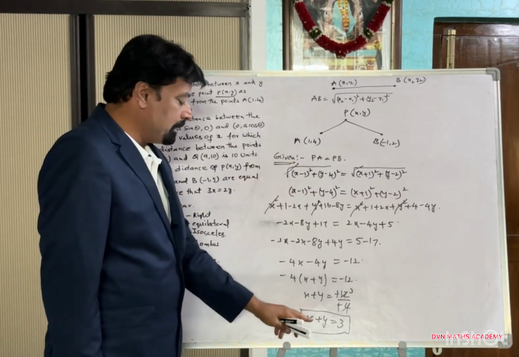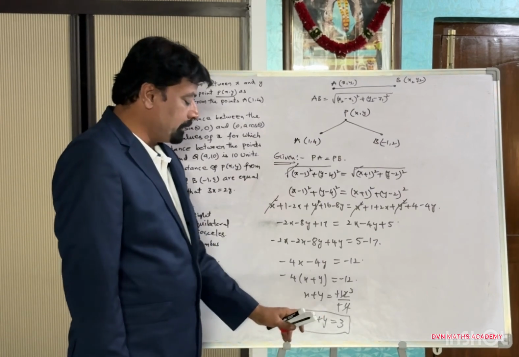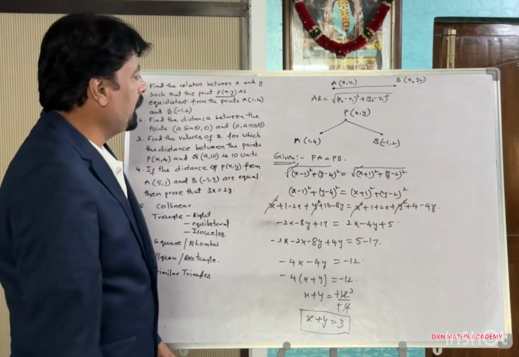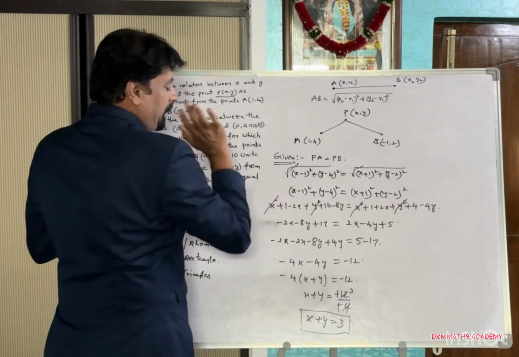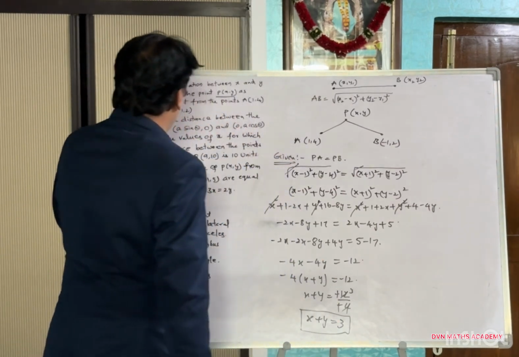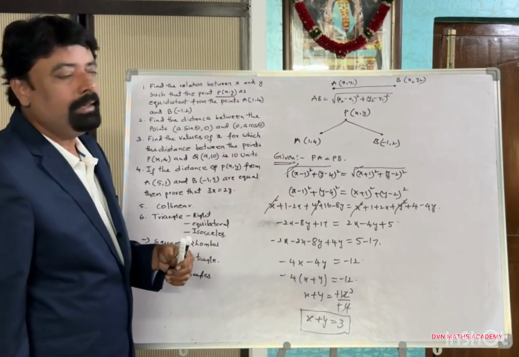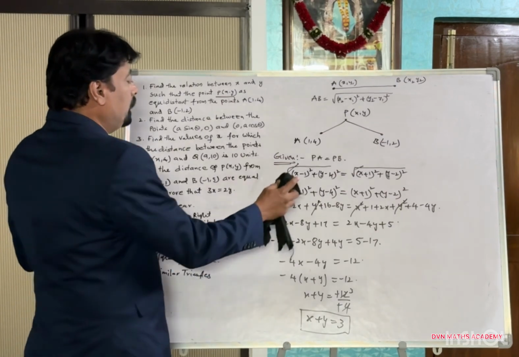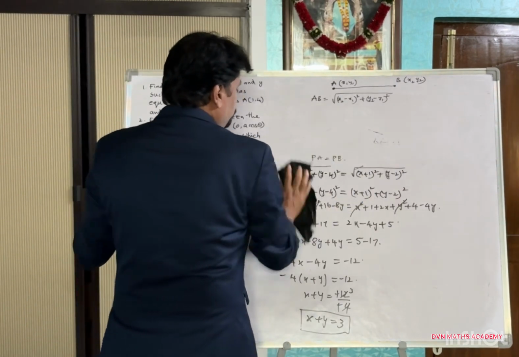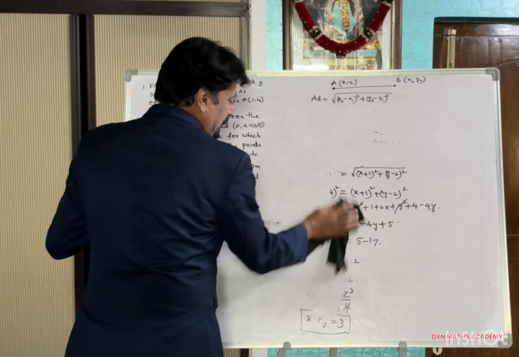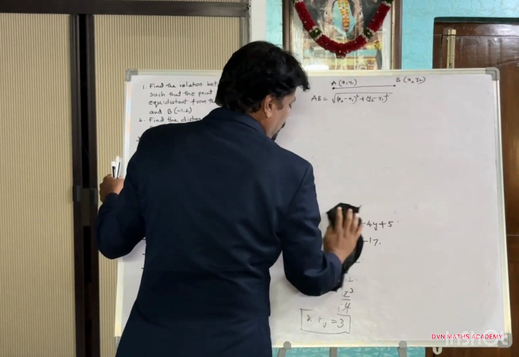Then afterwards solving this, you got an equation in x and y terms, that is x plus y is equal to 3. So in this question also we just applied the distance formula. This type of pattern questions you will get in your annual exams. So if I go for the second question, this is also one of the important pattern questions.